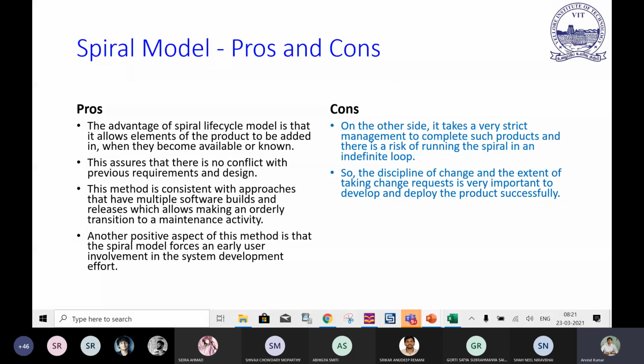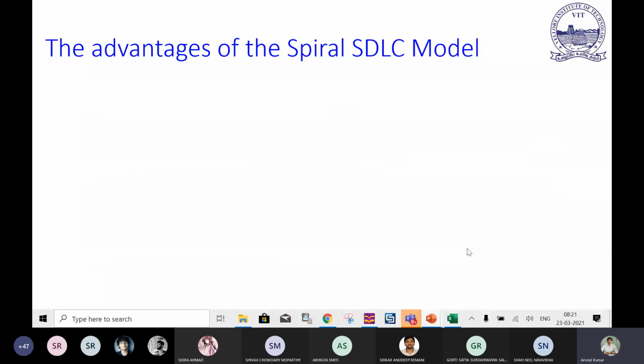So you have to take care of customer satisfaction as the top priority. Otherwise, again, you have to restart and it will go on forever. So the discipline of change and the extent of accepting change requests is very important to the development and deployment of the product successfully. These are some of the cons of the advantages. Yeah, so these are summarized advantages, almost the same thing.